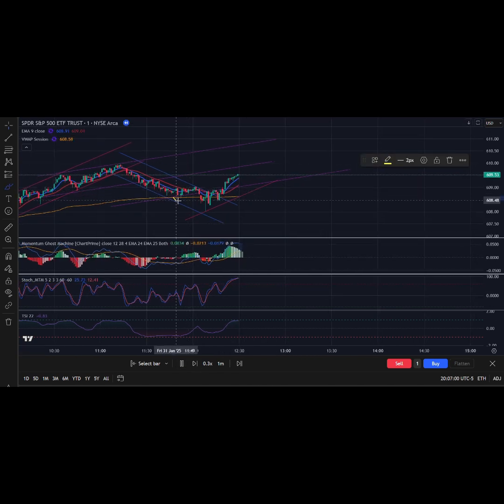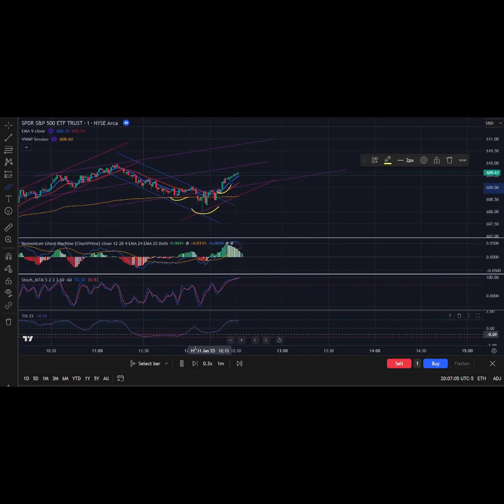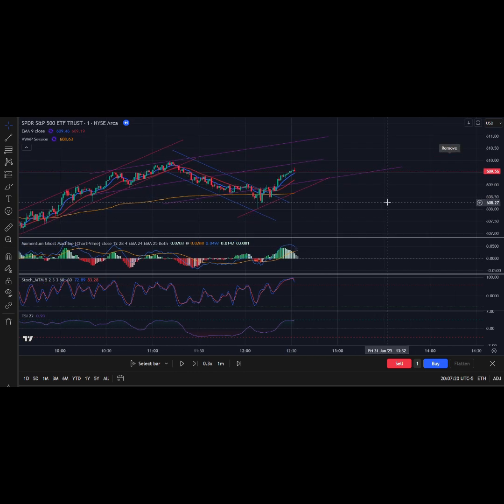All right, so it looks like this played out. That played out right there. So now you're thinking, okay, well, now what? Here's what you're looking for. Let me just clean this chart up a bit for you.